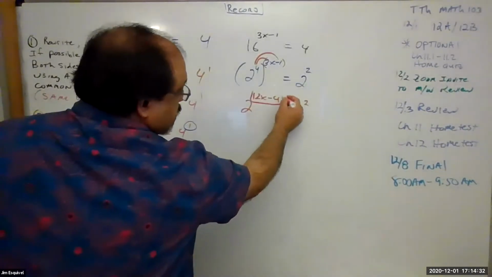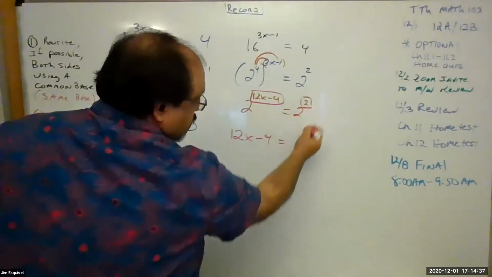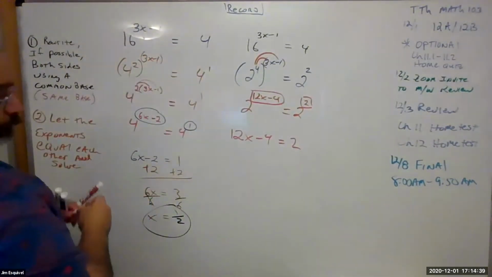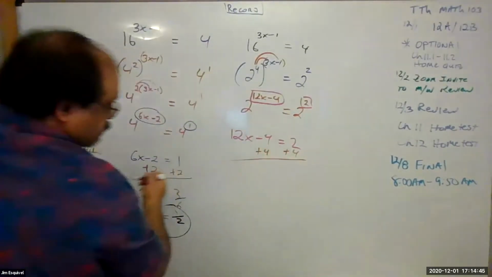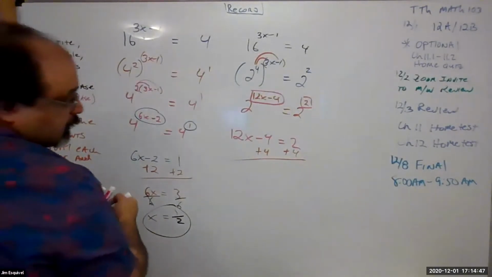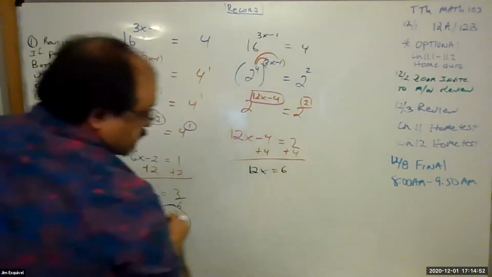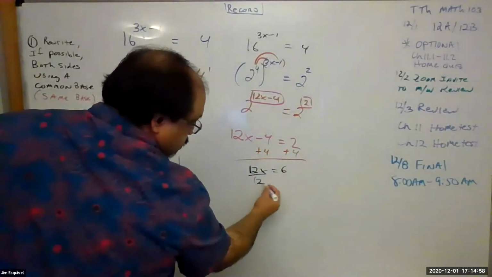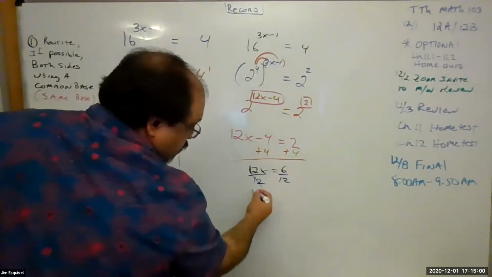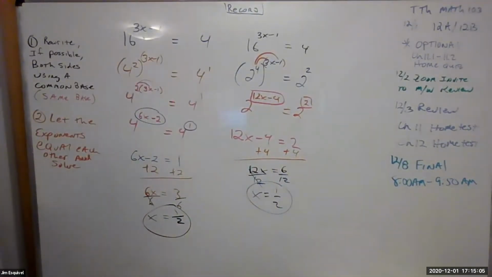Then you let this exponent, 12x minus 4, equal that exponent, 2. Add 4. And we get 12x. 2 plus 4 is 6. Divide both sides by 12. 6 over 12 is 1/2. So either way, you're going to get 1/2.